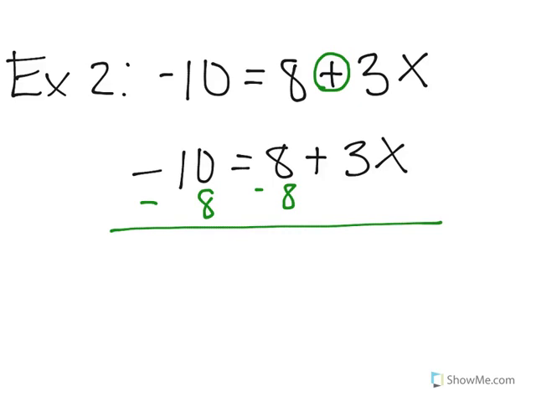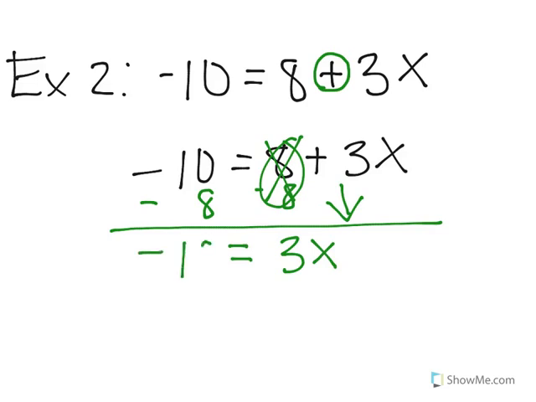So I'm going to say 8 minus 8 is 0. That's going to cross out to make my 0. I'm going to bring down what I haven't used. You don't have to bother with the adding sign because that's not going to change anything with our solution. So I'm going to bring down the 3 times x. I'm going to bring down my equal sign. And then I'm going to say negative 10 minus 8 is going to be negative 18.